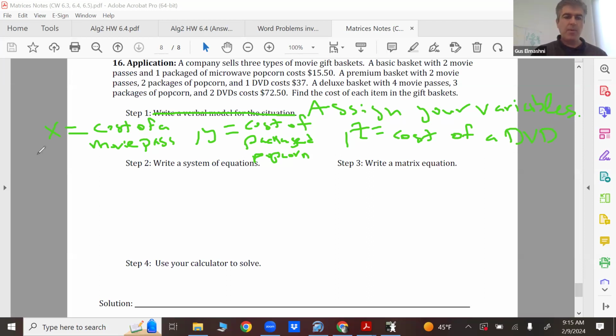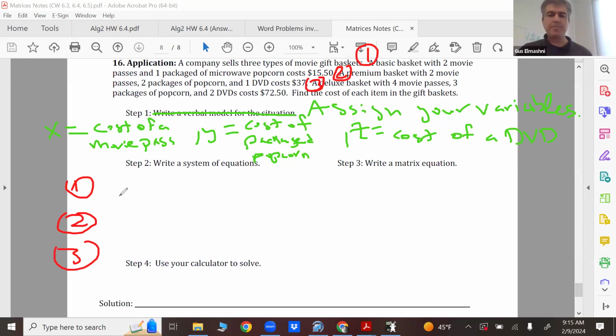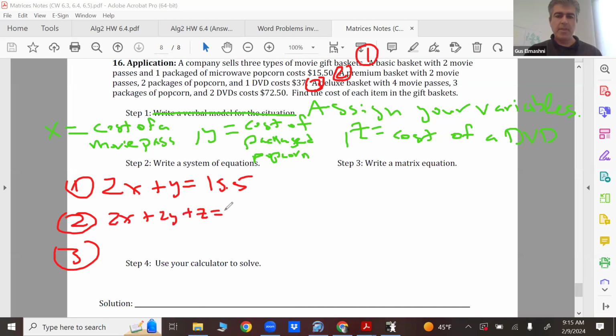Now let's write the equations. And when you write the equations, I promise you this, every sentence will be an equation. 1, 2, 3. Please give me the first equation. What would you say? Perfect. Next equation. Thank you, Kelly. And last equation. Thank you again, Kelly. Perfect.